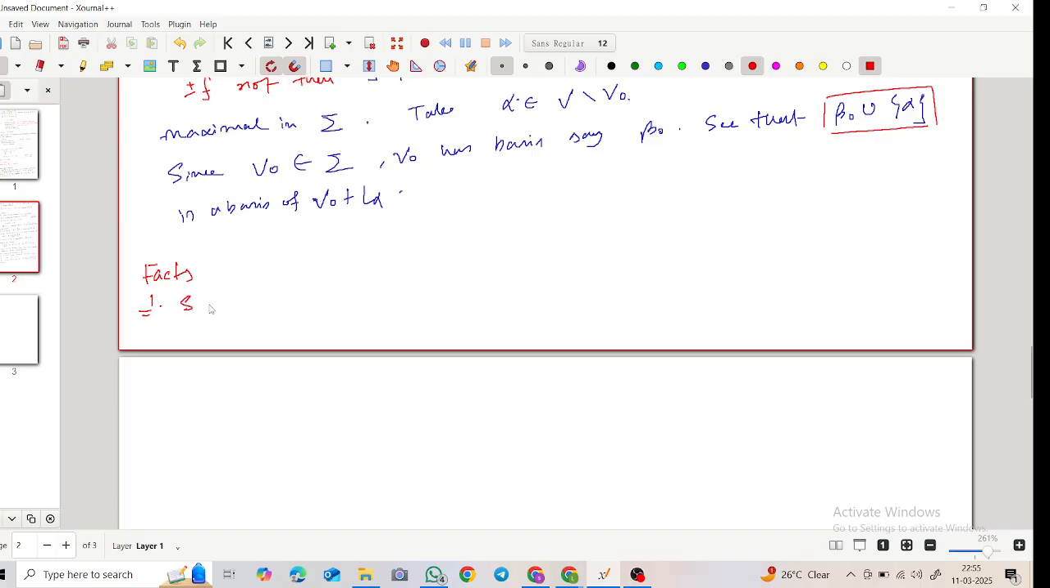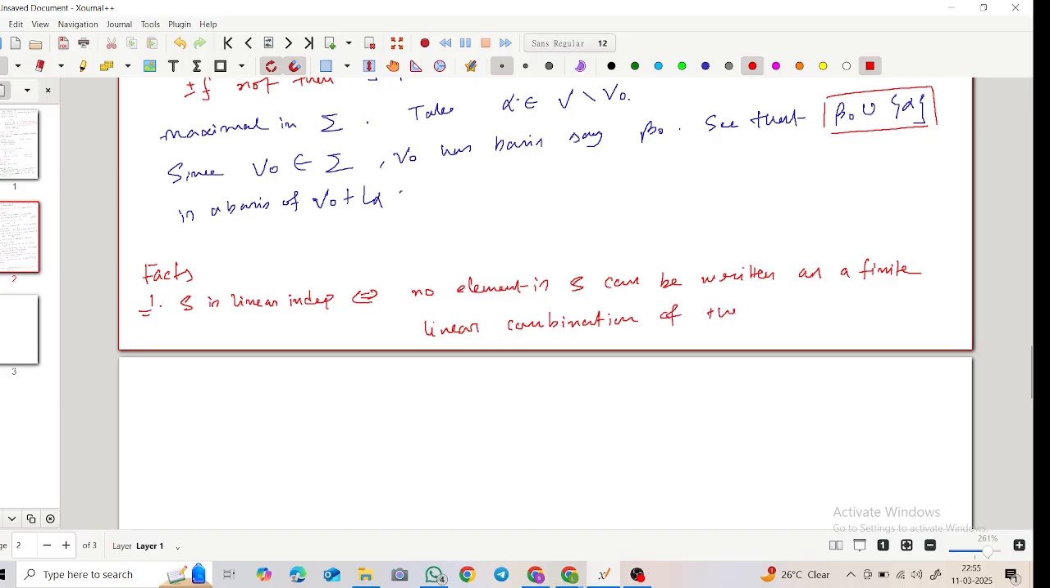So S is linearly independent if and only if no element in S can be written as a finite linear combination of the others, right? But see, this is not obvious. Okay, this is not obvious because we have defined it in a different way.